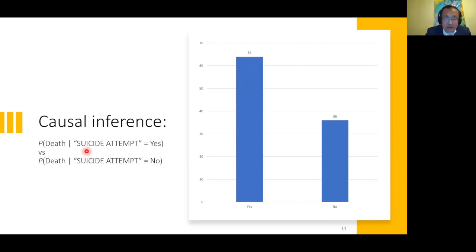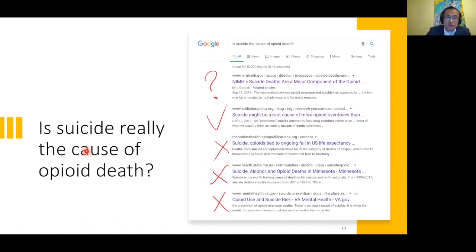Again, we use Google search. If you search Google using, for example, the question, is suicide really the cause of opioid death? This is what you get. You get the top result here. Number one shows suicide deaths are a major component of opioid drug deaths. And there's a question mark: what kind of component? Is it a causal component or just a correlation? And the second one sounds like a real indication that suicide might be the root cause.